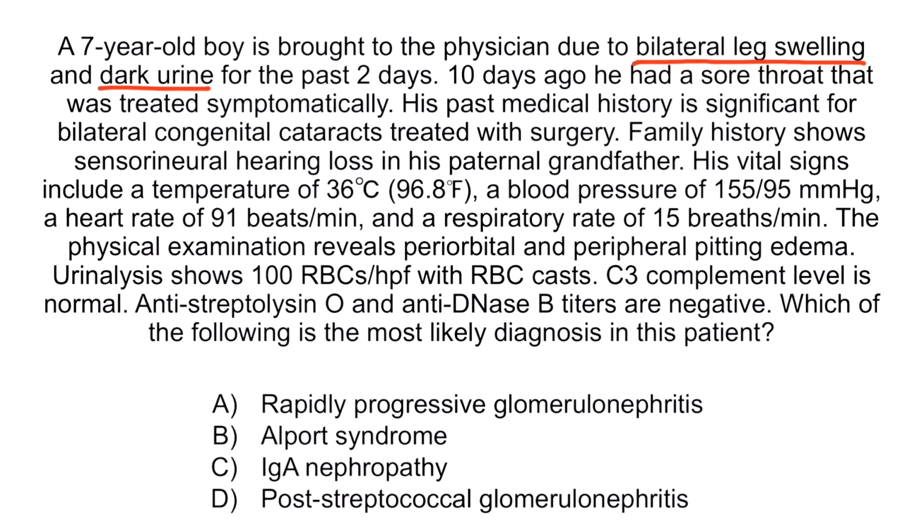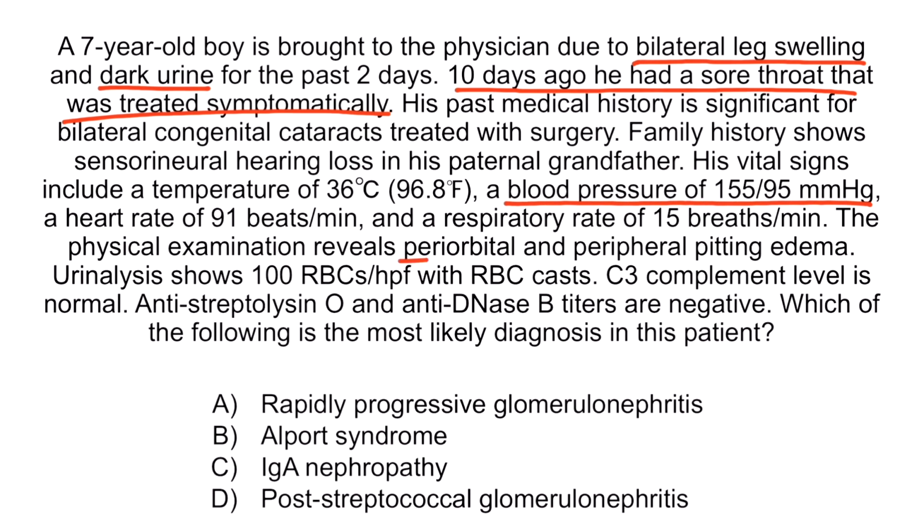This boy presents with bilateral leg swelling and dark urine for the past 2 days. Right from the chief complaint, one can suspect nephritic syndrome with hematuria causing acute kidney injury and water retention. 10 days ago, he had a sore throat that was treated symptomatically. Nephritic syndrome after a recent upper respiratory infection points to either IgA nephropathy or post-streptococcal glomerulonephritis. His vital signs are significant for hypertension with blood pressure of 155/95.